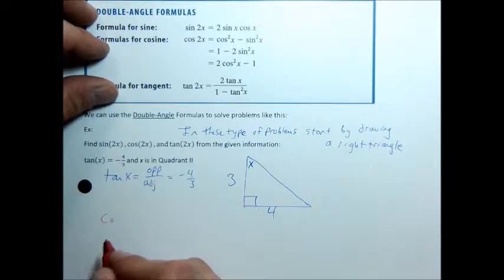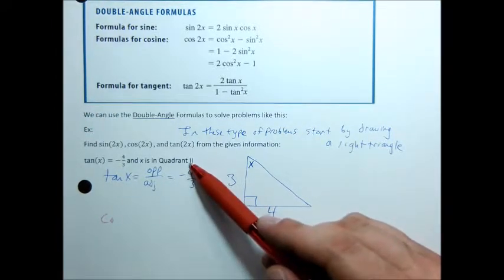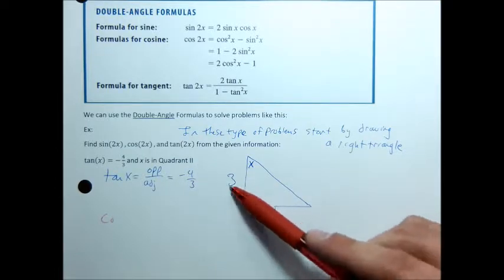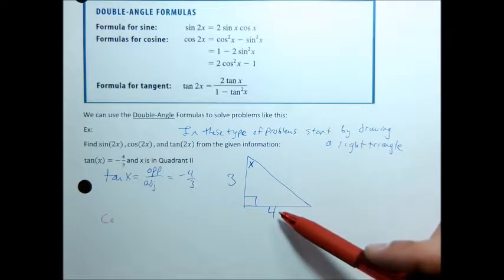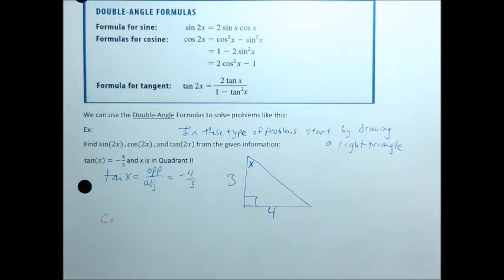Where's the negative come from? The negative just comes from the fact that we're in quadrant 2. Oh. And so when we write down the side lengths, we can't have negative lengths, right? And so the negative sign just comes from the quadrant part.